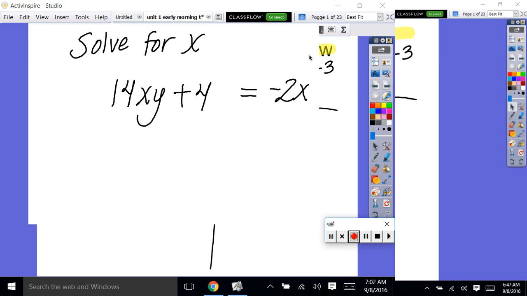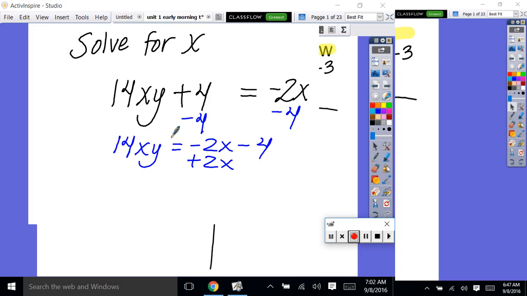The literal equation. Okay, here we go. Solve for x. There will be one like this on the test. Uh-oh, we have 2 x's. Does anyone remember what we did? Yes, but we have to first get everything with an x to one side and everything else to the other side, right? So I'm going to minus 4 from both sides. So I have 14xy is equal to negative 2x minus 4. I've got to bring the x's to one side, so I'm going to add 2x. Is everybody good with that? So we have 14xy plus 2x is equal to negative 4.